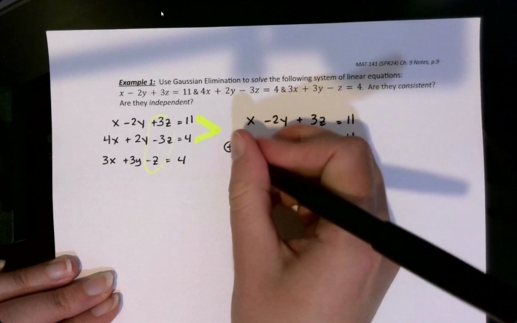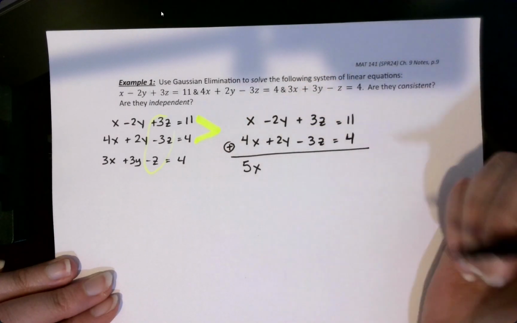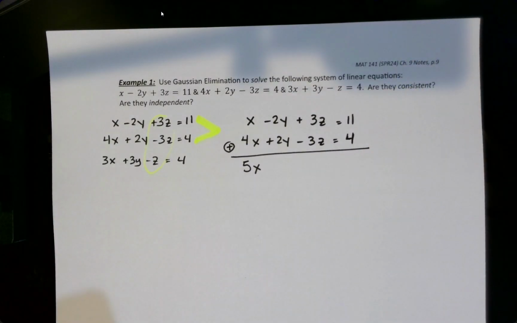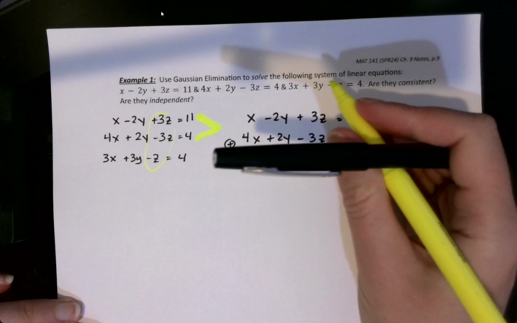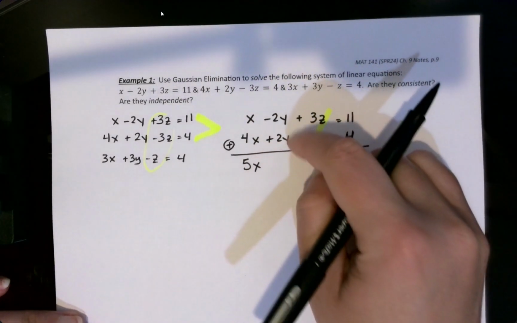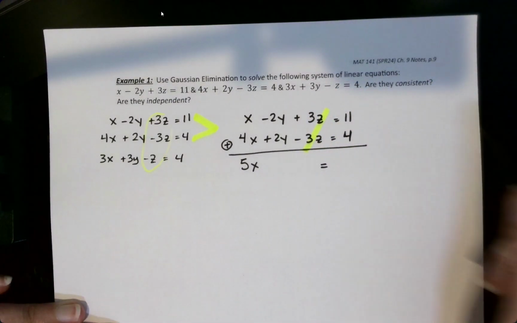x plus 4x is 5x. Negative 2y plus 2y adds to 0y. And then the goal here was eliminating z. Negative 3z plus 3z adds to 0z. So my goal wasn't to get rid of y, but I happened to do so, and that's not a problem.